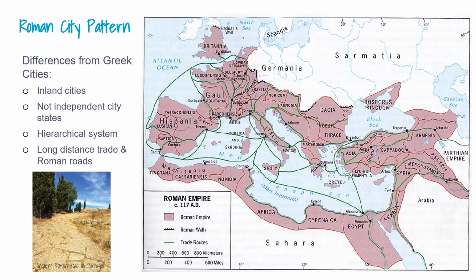Greek cities were mostly founded in coastal regions, whereas most Roman cities were in the inland areas. They were not independent city-states. They functioned within a well-organized empire and were designed along hierarchical systems. The well-paved Roman roads enabled long-distance trade and the management of a large network of cities and territories.